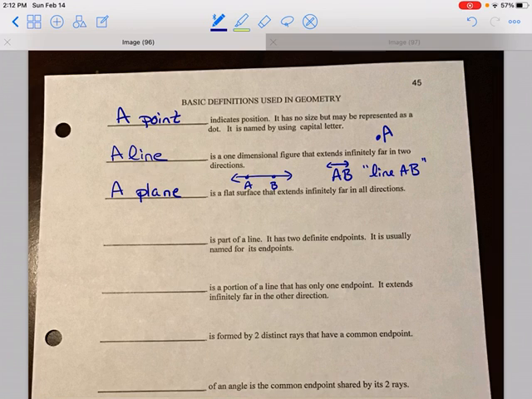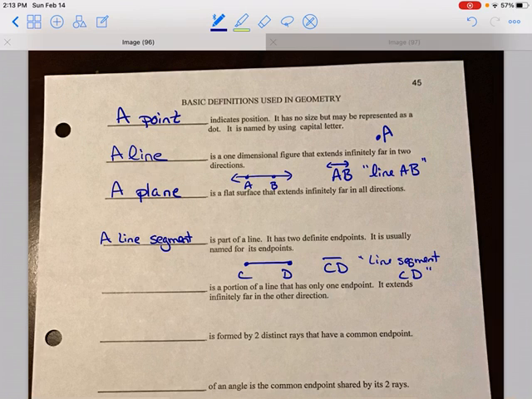Next we have a part of a line. It has two definite endpoints and is usually named for its endpoints. This is what we call a line segment. So for example, let's say this is our line segment with endpoints C and D. We would write that as CD with a bar over it, and that is read line segment CD. You can also reverse the order and call it DC.